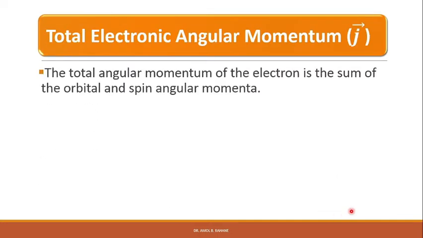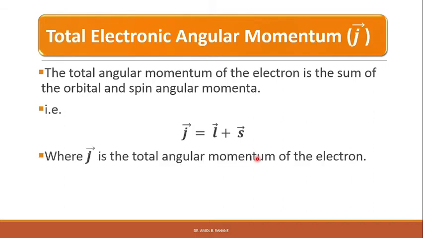The total angular momentum of the electron is the sum of orbital and spin angular momenta. That is, J vector is equal to L vector plus S vector, where J vector is the total angular momentum of the electron.